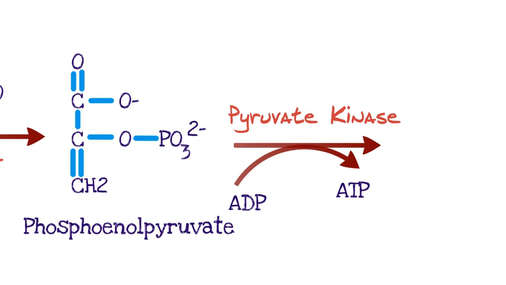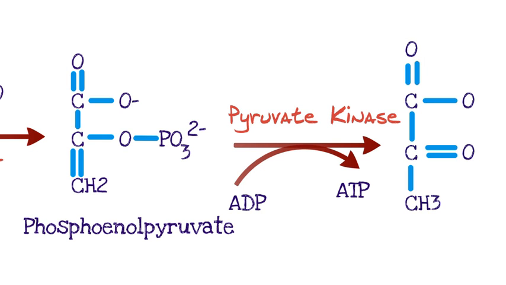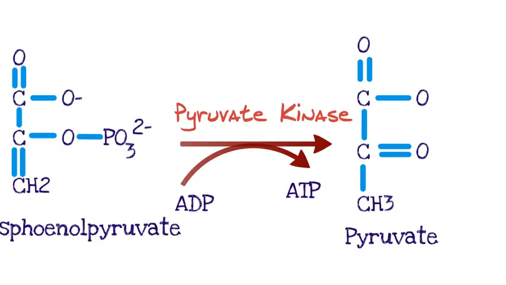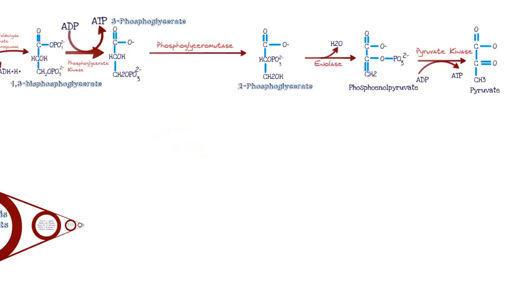In acting, pyruvate kinase converts phosphoenolpyruvate to pyruvate, the last molecule in glycolysis. Pyruvate goes on to the Krebs cycle, or if there's no oxygen present, goes on to form lactic acid. But we'll talk about those in some other video. But this is our last molecule and our last energy producing step. So, what are the key points to understand about glycolysis?